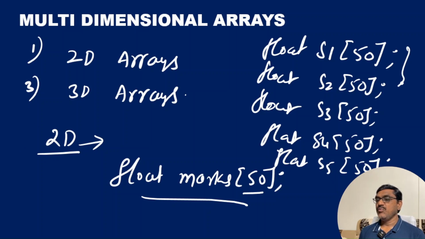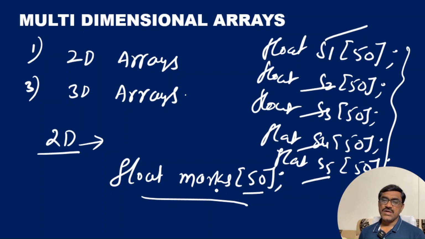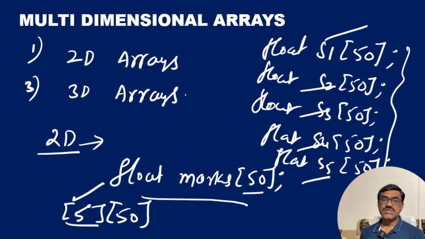But here, how many arrays do we have to declare? S1, S2, S3, S4, S5, right? So this is a waste of time. Instead, it is better to take an array which is going to store 5 subjects' marks of how many students? 50 students. Here I am going to write two dimensions. The first dimension describes the subjects, and the second dimension describes the strength of the class. So here we are mentioning two sizes, or two dimensions.